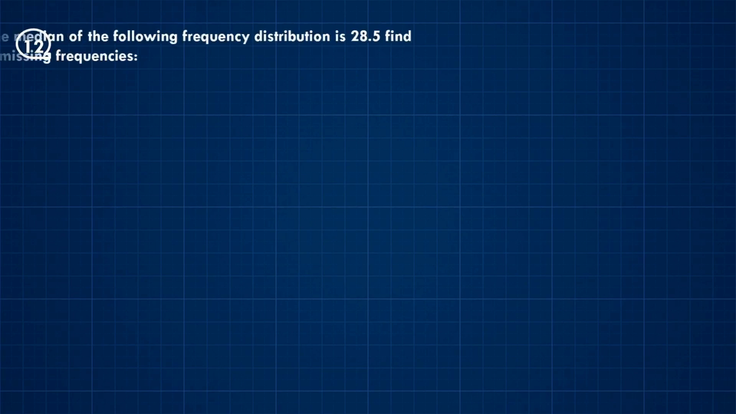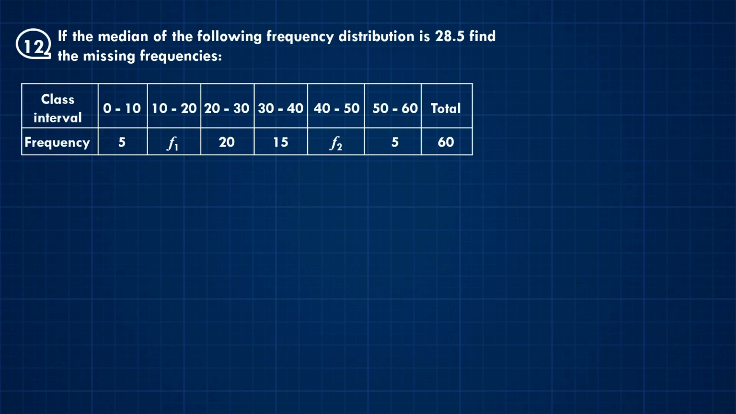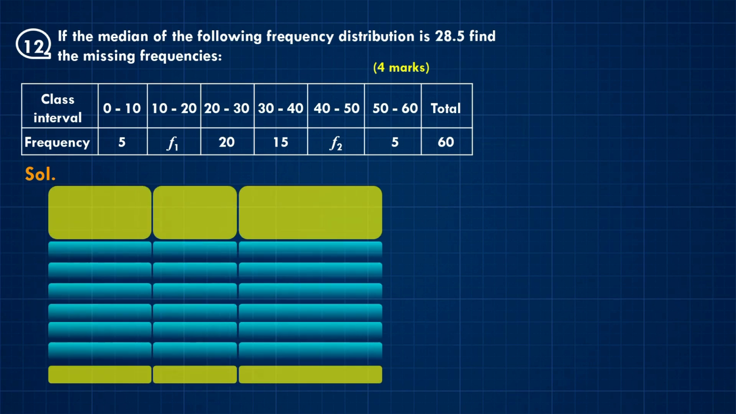Okay, so now let us take a look at the next problem. If the median of the following frequency distribution is 28.5, find the missing frequencies. Okay, this question is a bit different from the previous questions. Here there are two frequencies that are missing, but what is given? The median is given. So we need to find these two missing frequencies, that is F1 and F2. This question is a 4 marks type of question. So let us take a look.